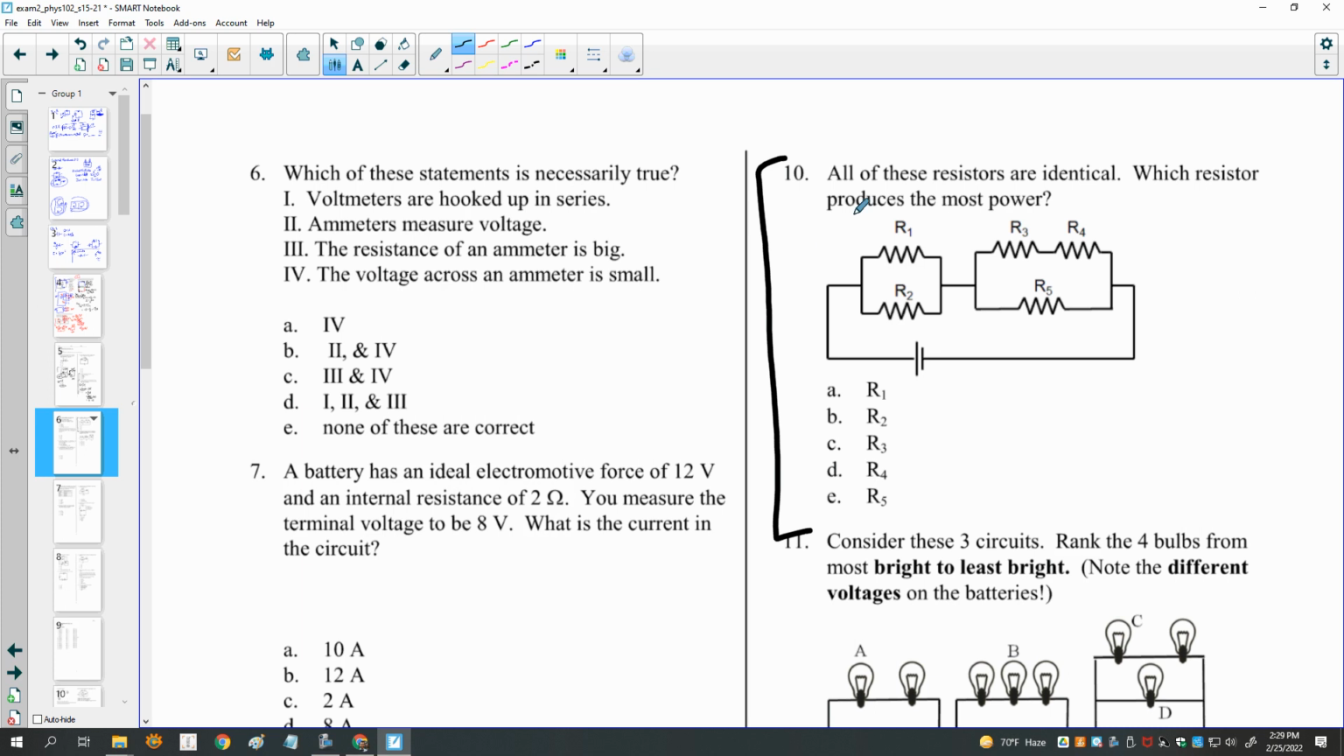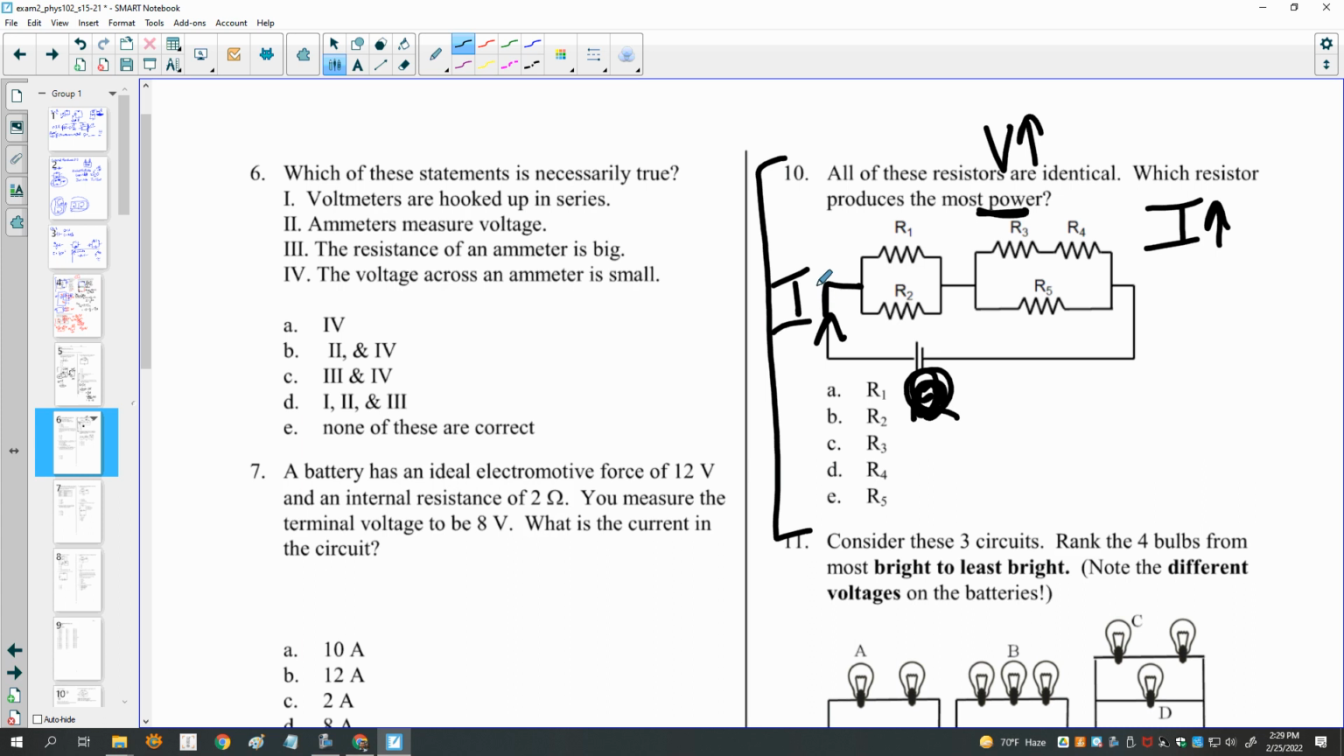So here, if I want to know which produces the most power, that is, which one has the highest voltage. Doesn't really matter what my voltage is here, 12 or whatever. I could also think about which has the bigger current. Which current is biggest? The one that has the bigger voltage will have the bigger current. So you can think about how the current splits up.